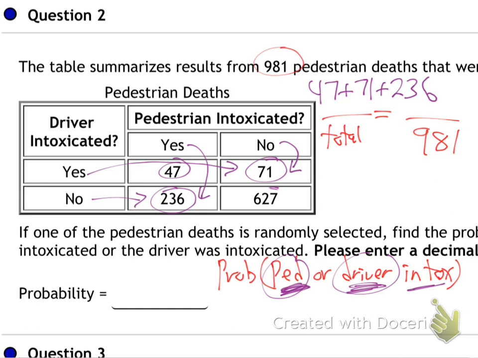What if they said pedestrian and driver? I want to know the cases where the pedestrian and the driver. What if they said and instead of or? Who would it be? It would just be the 47. They're the only group where both the pedestrian and the driver were intoxicated, huh? It would just be that. But anyway, they said or, so I'll make sure that difference is clear for you.